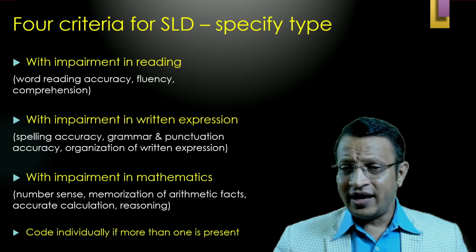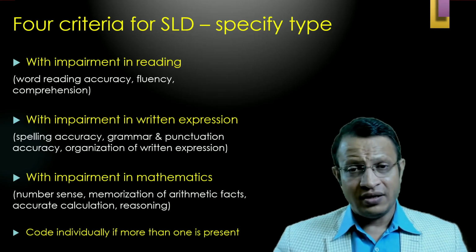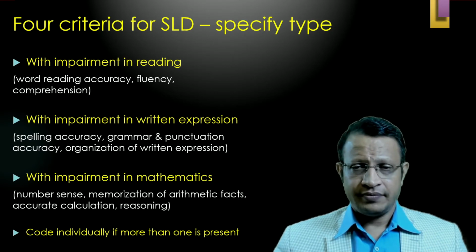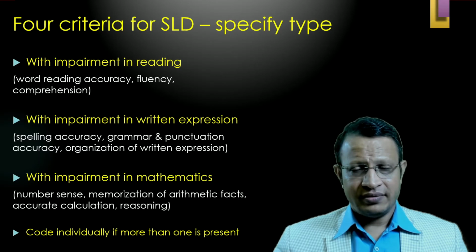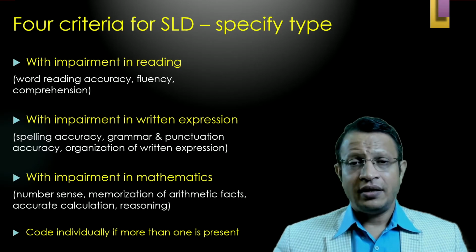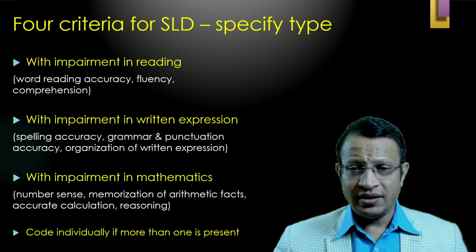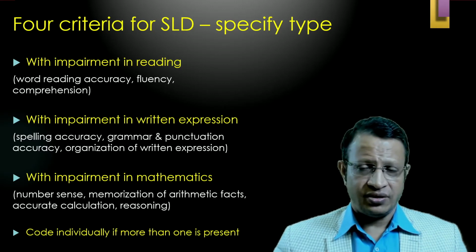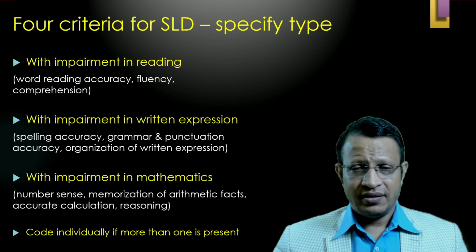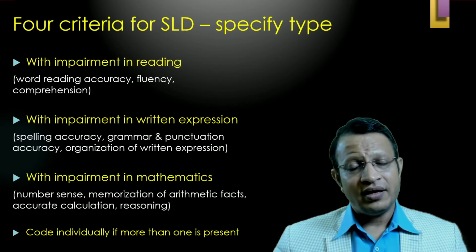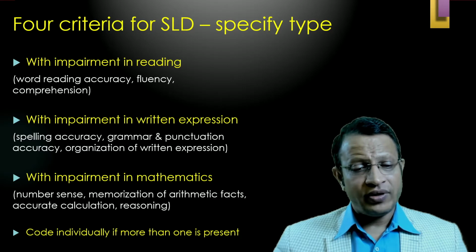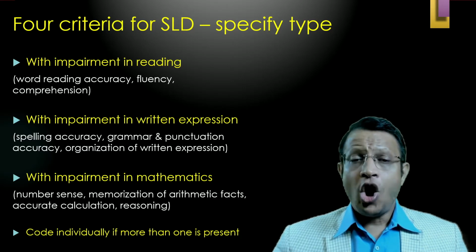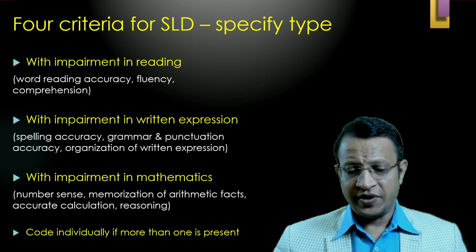However, DSM-5 further goes into specifying the type. The first four criteria are to diagnose specific learning disorder. There are three important types. Impairment in reading is the first type. That is, there is a problem in word reading accuracy, fluency, and comprehension. The second type is impairment in written expression: spelling accuracy, grammar, punctuation accuracy, and organization of written expression.